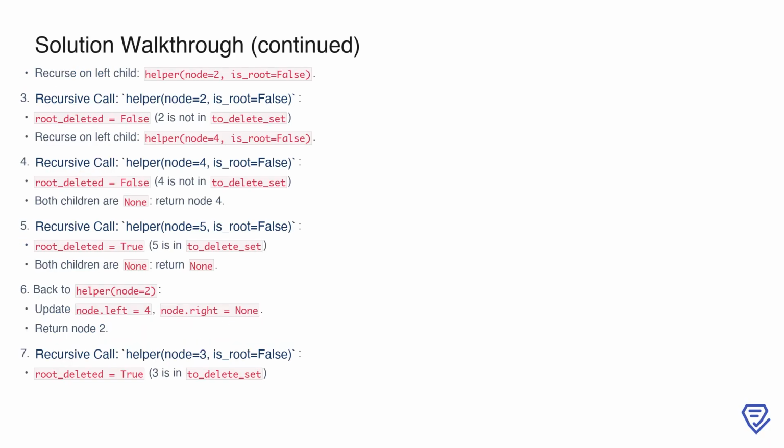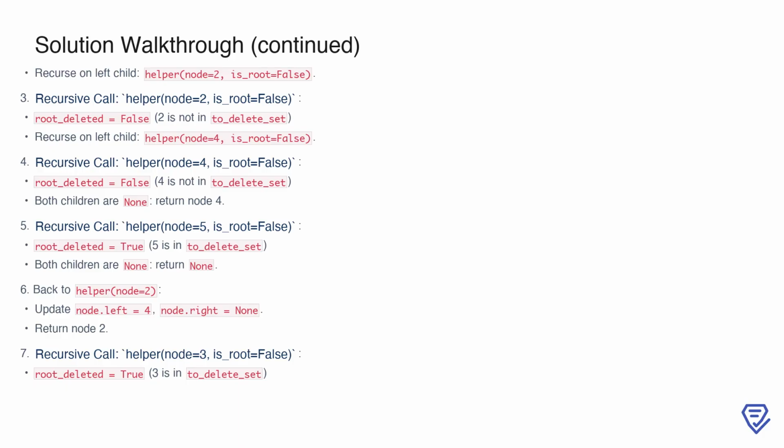In the recursive call for node 2, we see that node 2 is not in the to_delete_set, so it is not deleted. We then explore its left child, node 4. At node 4, we again find that it is not in the to_delete_set, and since it has no children, we return it as is. Next, we move to the right child of node 2, which is node 5.